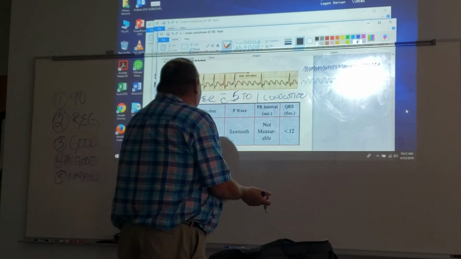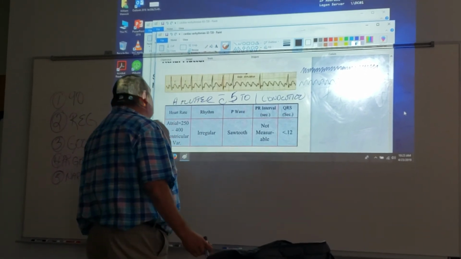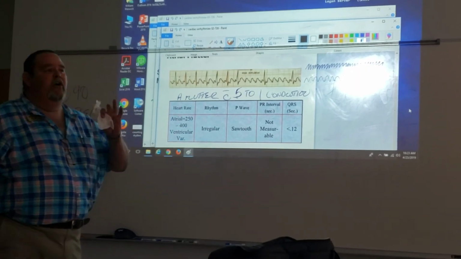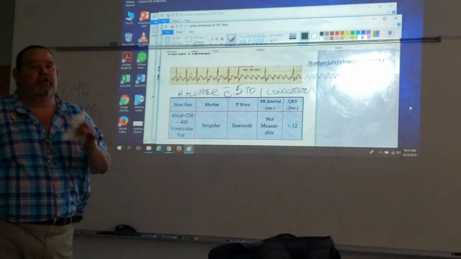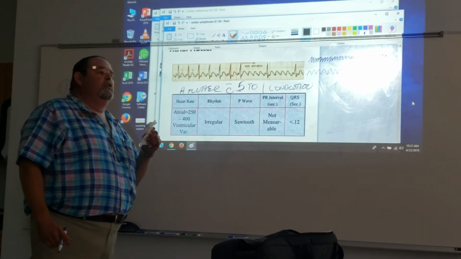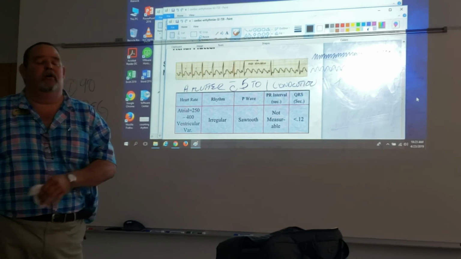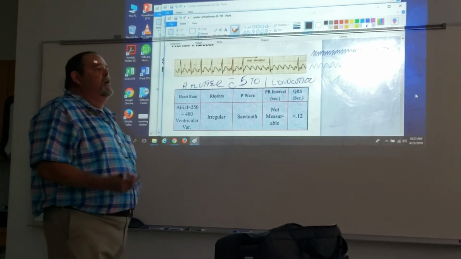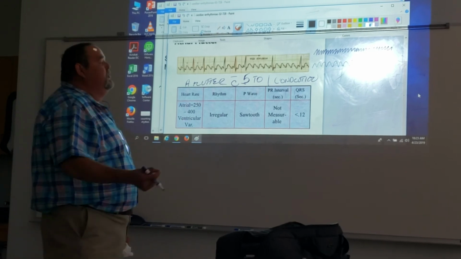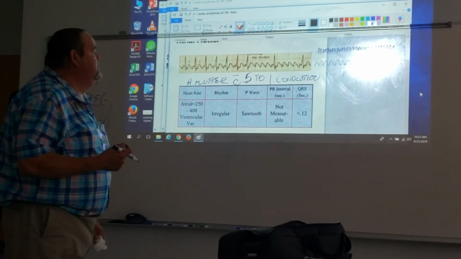Now, so this right here would be atrial fibrillation. In any heart rhythm that is too fast and you need to see what the underlying rhythm is, you can do a vagal maneuver to stimulate it to slow down.